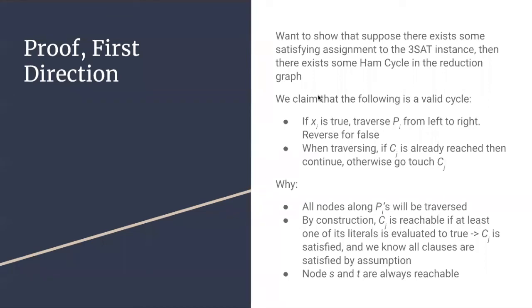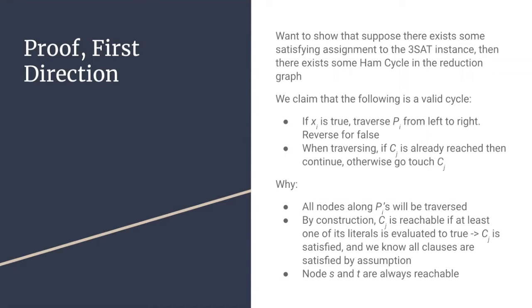Okay, finally we can talk about the proof. By now I'm pretty sure everyone is already familiar with this if and only if proof style. So we will talk about the first direction here. We want to show that suppose there exists some satisfying assignment to this 3-SAT instance, then there must exist some Hamiltonian cycle in the reduction graph.